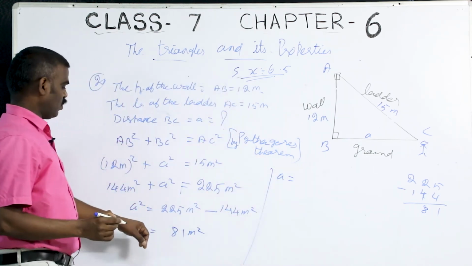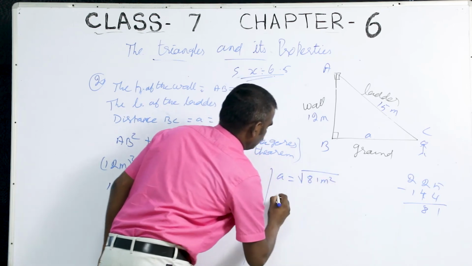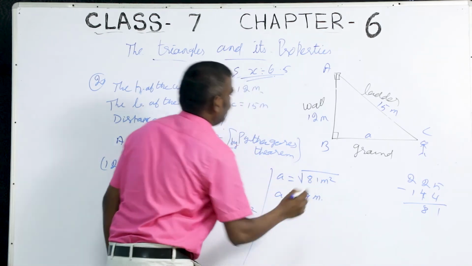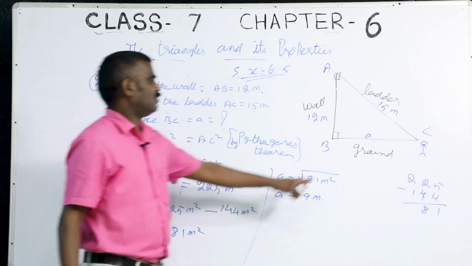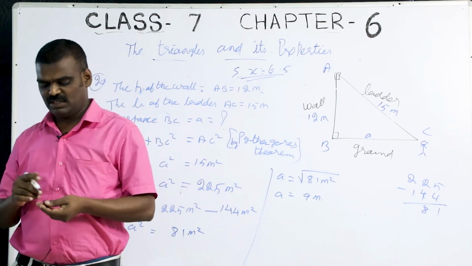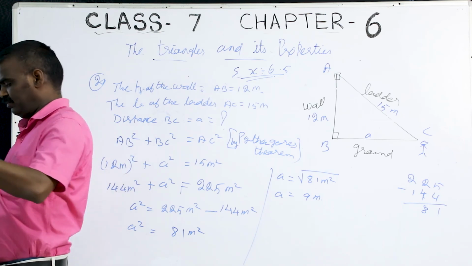So A is equal to, if you remove the square, on the other side you have to put which one? Root. Root of 81 meters square. So A is equal to how much? What is the square root of 81? 9. 9 meters. A will be how much? 9 meters. Okay, children. So this much we are done. The remaining questions you have to do by yourself.